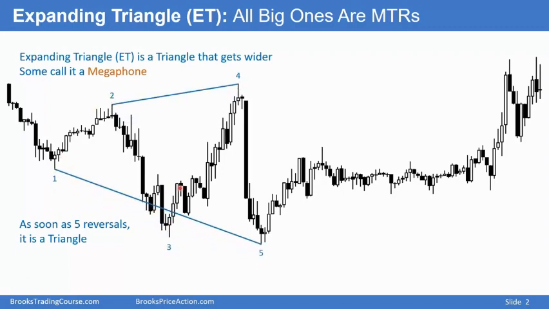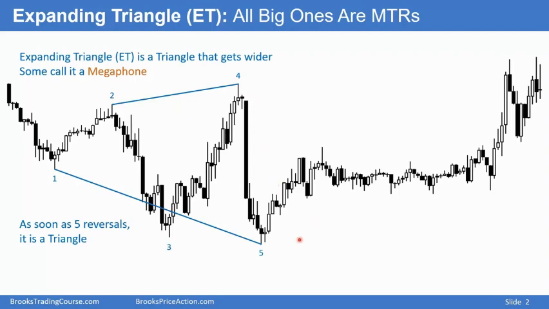Reversal up, starting to reverse up, reversal down. So 3 reversals in one direction, total of at least 5 reversals. It looks like a megaphone. It's an expanding triangle. It's a trading range, therefore it's a channel. It has 2 lines, one below, one above. And here the lines are expanding. And therefore it's an expanding triangle.